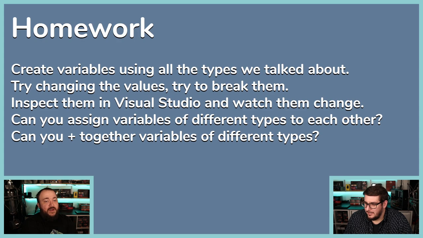So create variables using all of the types that we talked about, and try changing the values. Try to break them. Like, the types we talked about: a bool, int, float, and char. So inspect them in Visual Studio, watch them change.